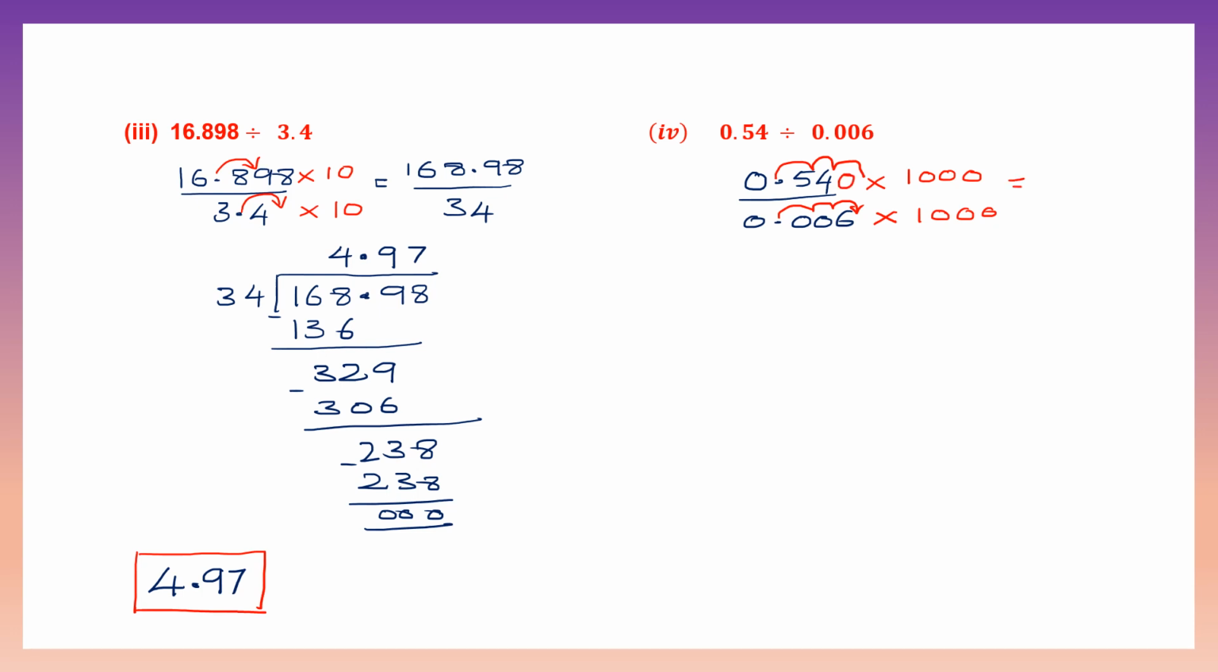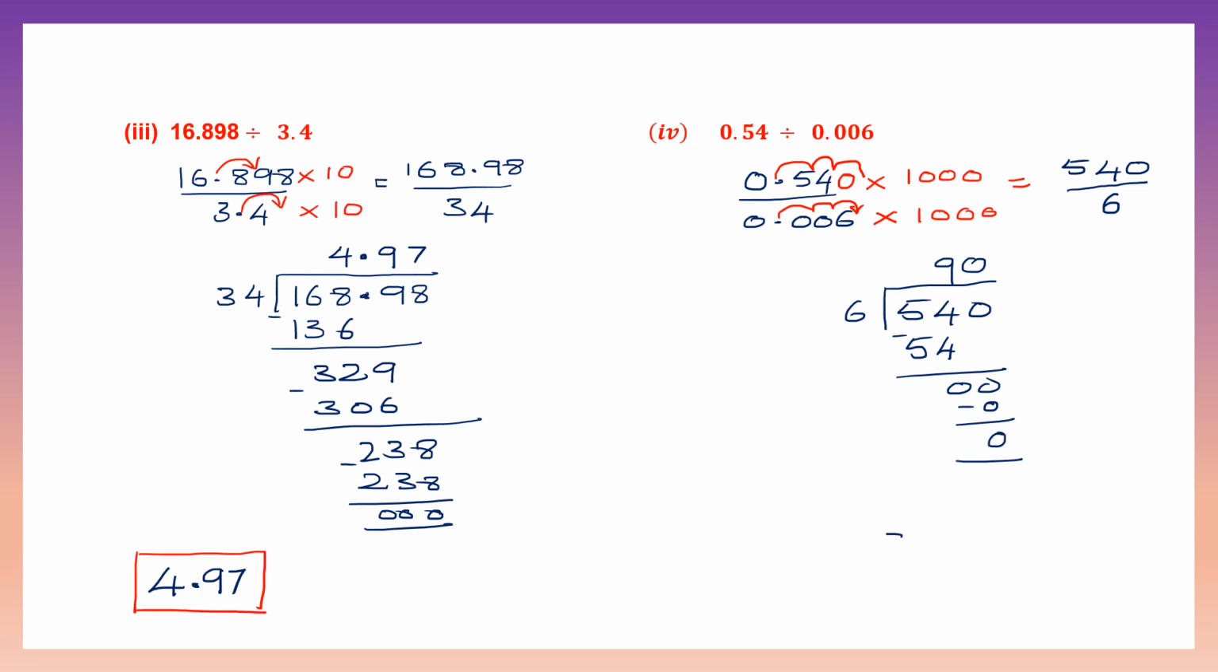So what do I get now? What is my new question? My new question is 540.0 or simply 540 divided by 6.0 or 6. So let's do this. Now this is normal division of whole numbers. 6 nines are 54 minus 0. So I've got my answer. The quotient is my answer and that is 90. So this is how we do division when your divisor is not a whole number.